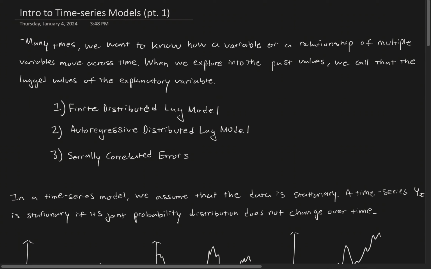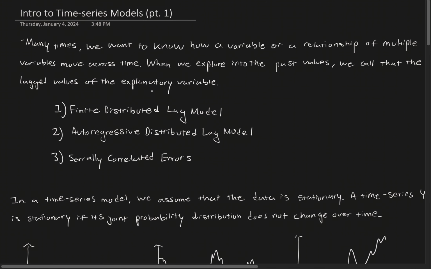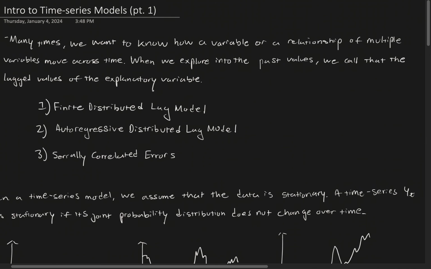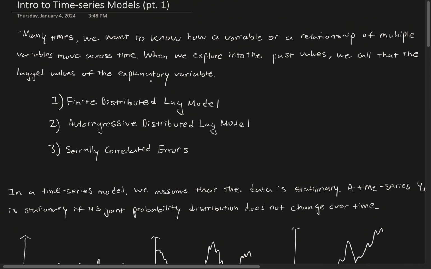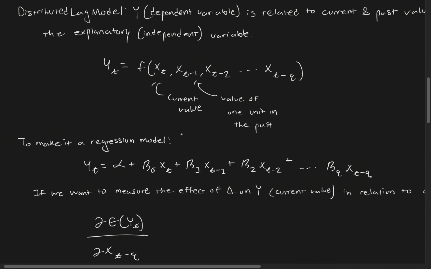All right, this is the first part of the introduction to the time series models. So a time series is similar to a regression function that we've already covered a lot of. However, it utilizes the time variable. And so when we explore the past values of a regression function, we'll call that the lagged values of the explanatory variable. Algebraically, we'll see later, it looks like this right here.